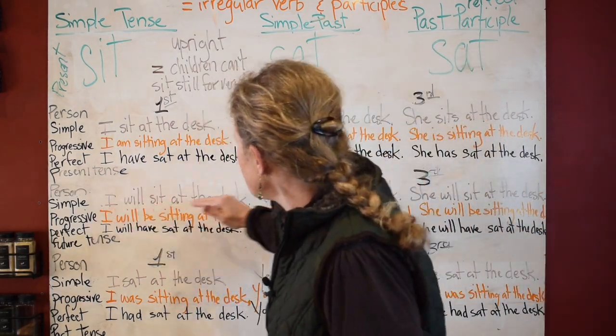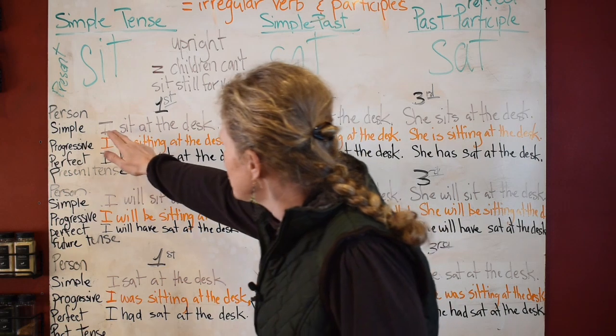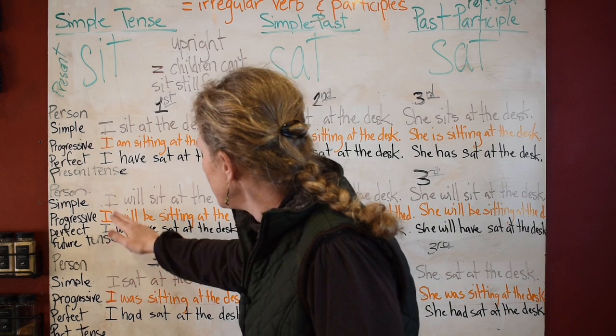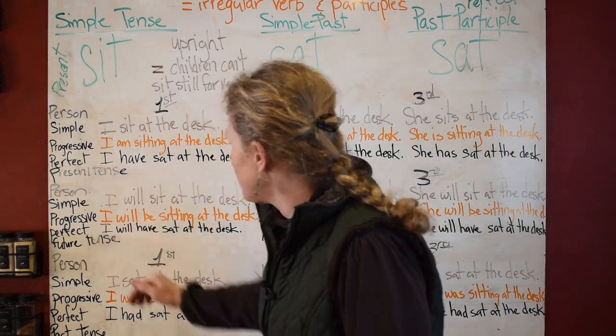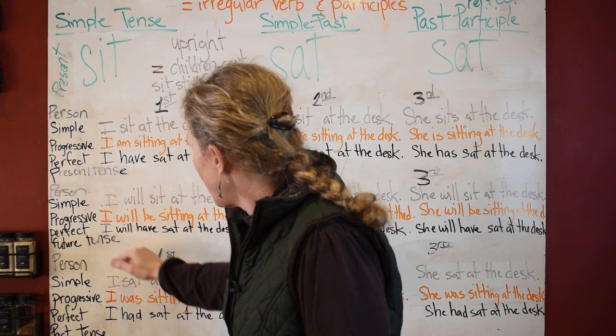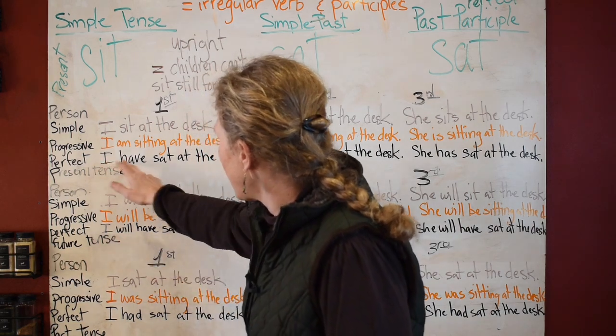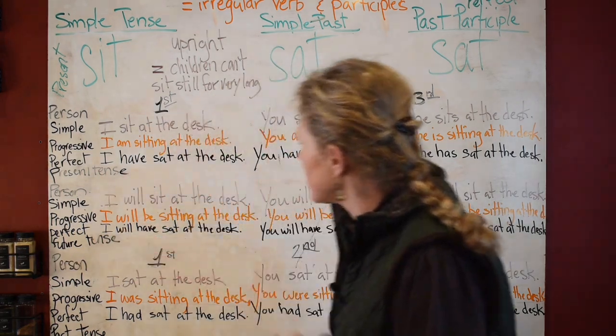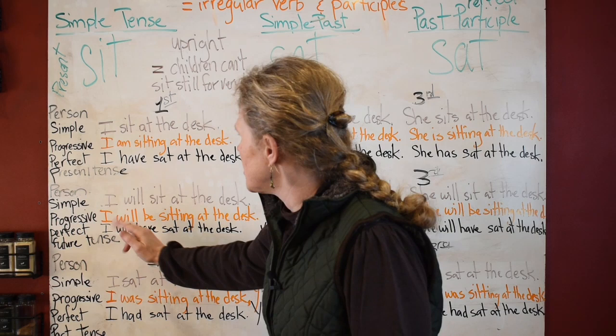But look, I will sit at the desk. I sit at the desk. You add will. And then here you take out am and replace it with will be. But still, it's helping you understand that. And here is will have. So just maybe think that might help you a little bit with changing things out.